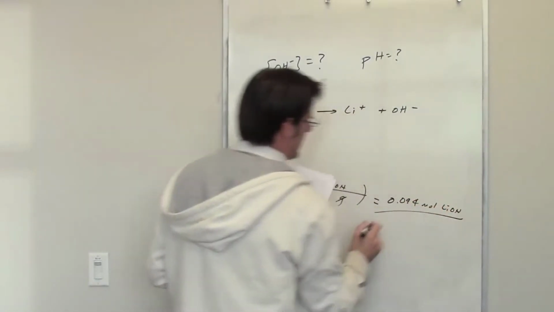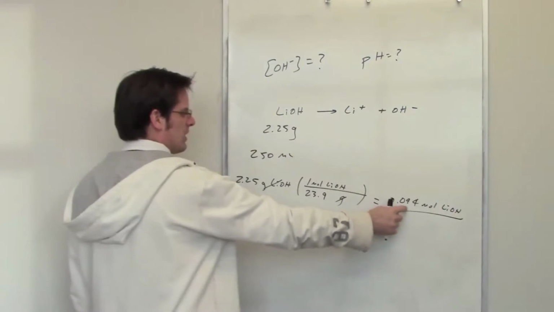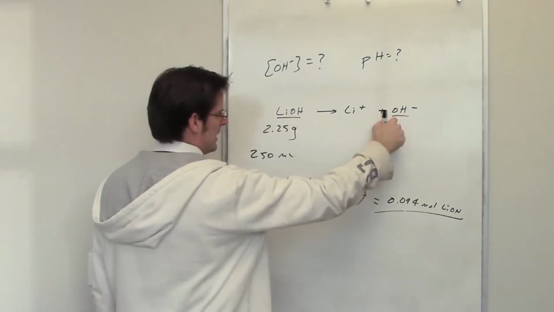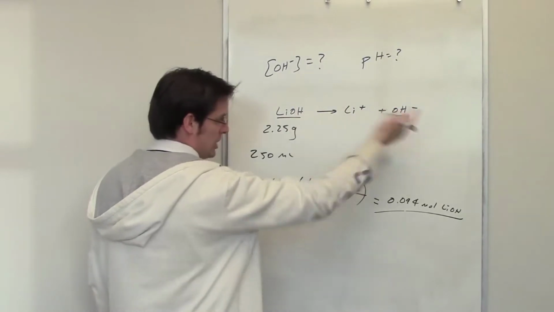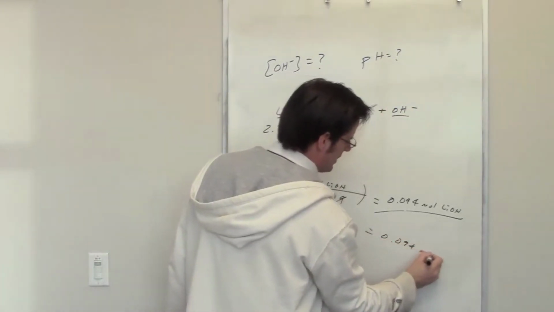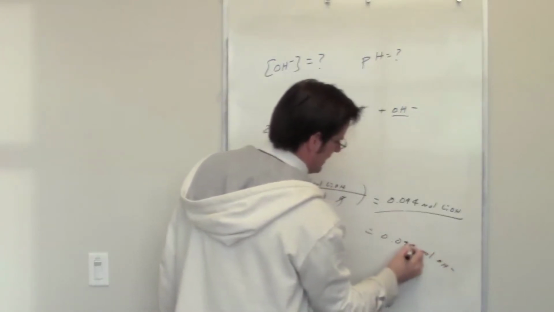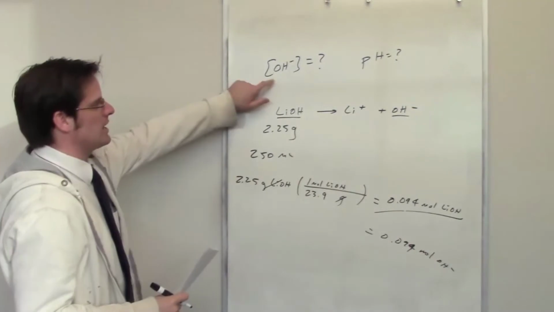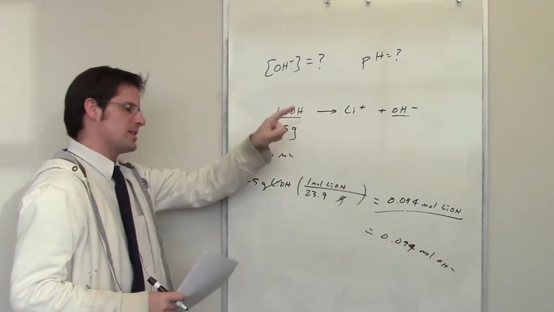Now I'm going to jump the gun right here a little bit. If I've got 0.094 moles of lithium hydroxide, because the lithium hydroxide and this hydroxide are present in a 1-to-1 ratio, that means that I'm going to get 0.094 moles of hydroxide coming out of this equation. I've got that many moles of hydroxide. I need the hydroxide concentration, which is moles of hydroxide divided by liters.